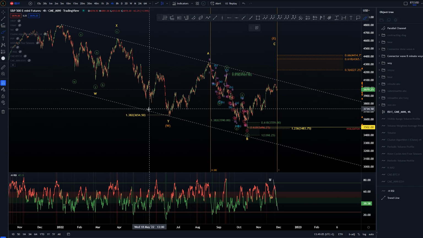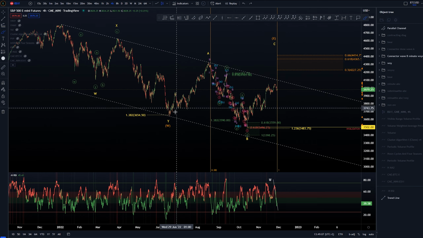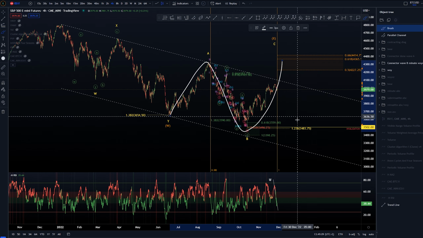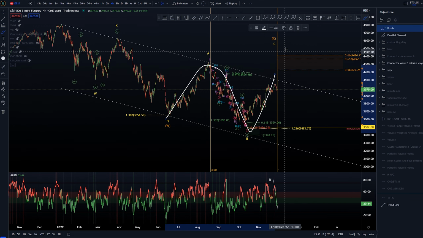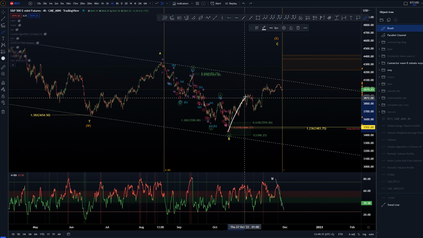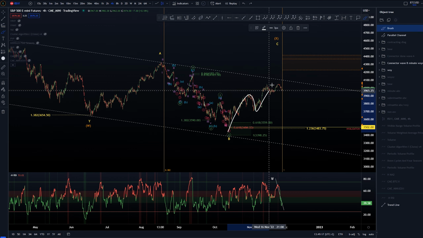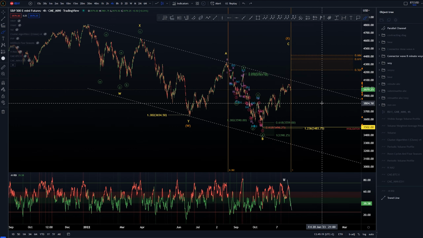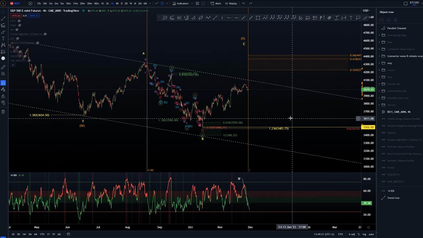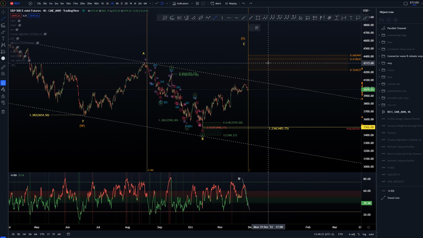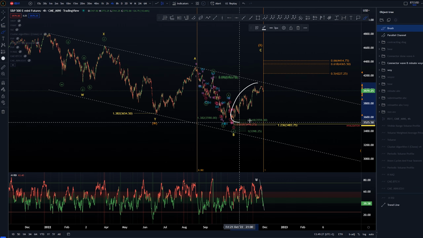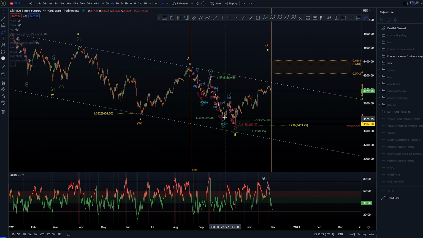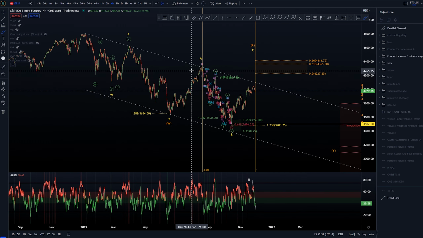The other scenario is that instead of this being the connector wave, we would have a bit larger connector wave structure, something like this, where we would have this as an ABC. For that, we would have to have this as a 1, 2, 3, 4, 5 structure, or any kind of 5-way structure, either a diagonal or an impulse wave structure. At this point, however, this doesn't really seem to be fitting, but again, there is always that option.